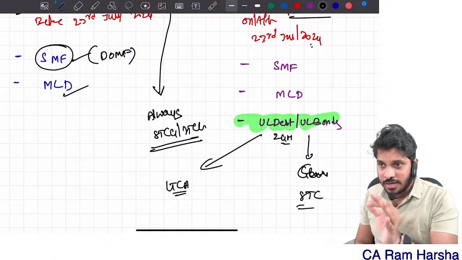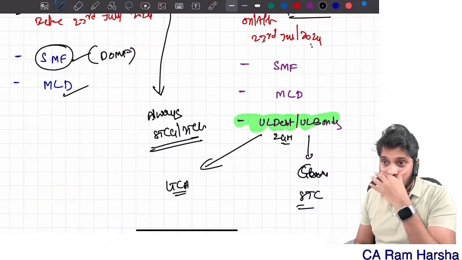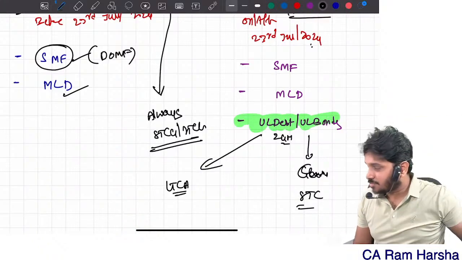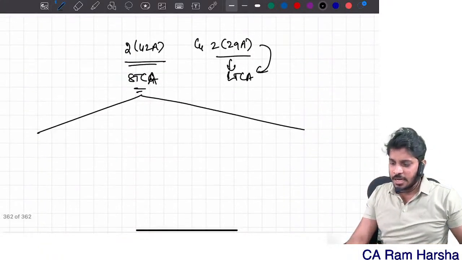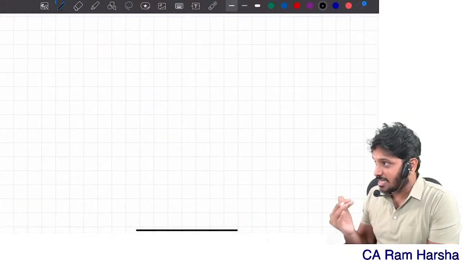With effect from 23rd July, unlisted debentures and unlisted bonds are also covered within the scope of section 50AA. That's it. Understood? All of you? Now we have also completed what a long-term capital asset means and what a short-term capital asset means.